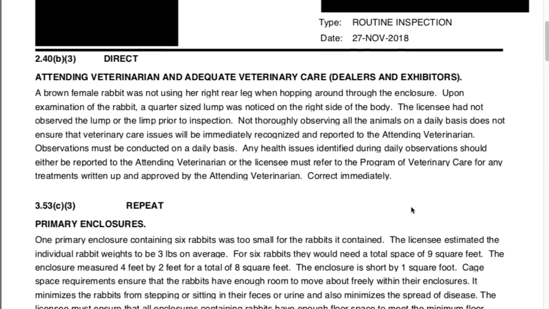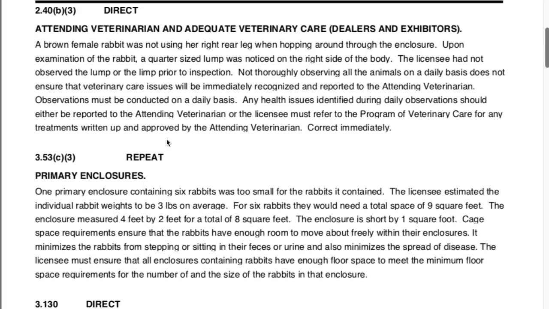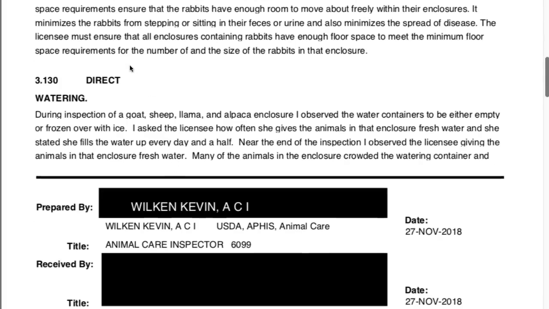So it will tell you what type of violation it is. A direct violation is a violation directly to the animal. Here we see that a rabbit had trouble hopping in her enclosure. Upon examination, there was a lump and the licensee had not observed it, or the limp. Not thoroughly observed. Then they explain why it's a problem. Here we see repeat means it's a repeated problem. Direct means, again, it's a direct violation toward the animals themselves.